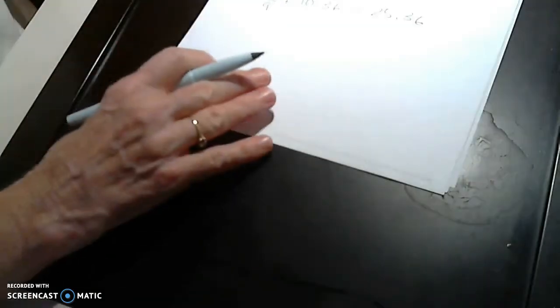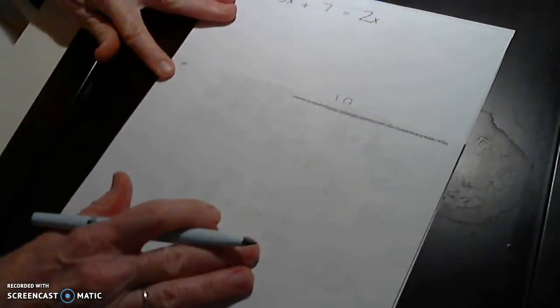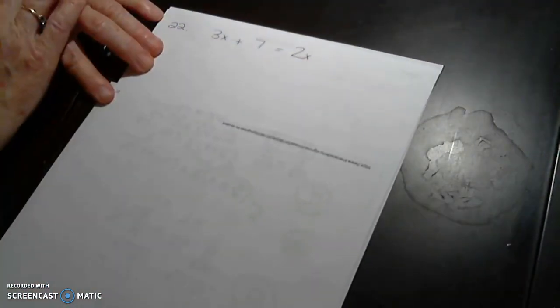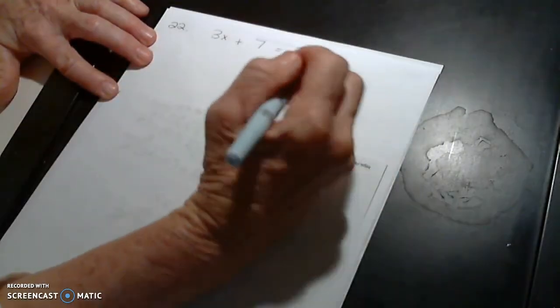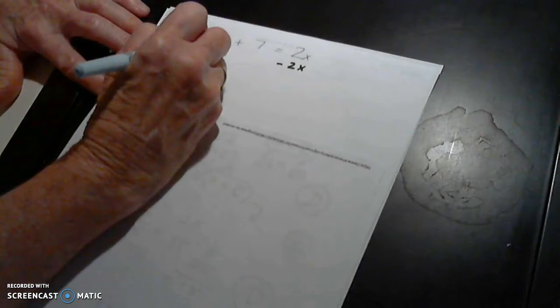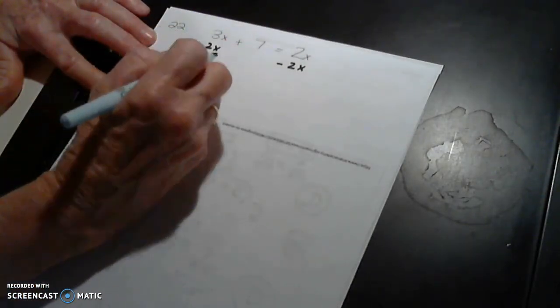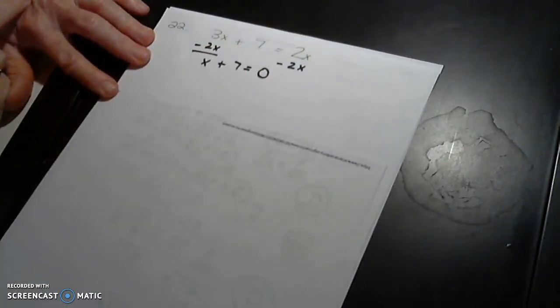Moving on to problem 22. 3x plus 7 equals 2x. So here, now I have a variable on the left, and I also have a variable on the right. I want to get those two things together. And whenever possible, you probably want to keep your signs positive. So it seems strange, but I'm going to actually subtract 2x from this side. So 2x minus 3x is simply x plus 7 equals 0. When I subtracted those away, I got a 0.